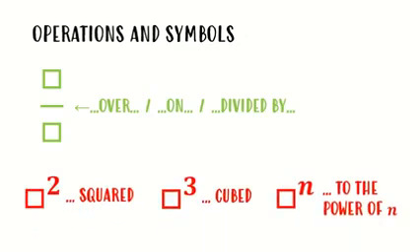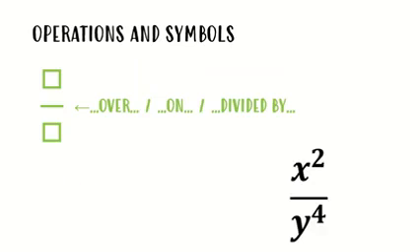And then also these powers. So if something's to the power of 2, we say squared. If something is to the power of 3, we say cubed. If something is to the power of n, any number, we say to the power of n. So let's look at some examples of fractions. X squared over y to the power of 4. Yeah, because 2 we say squared. Anything 4 and above we say to the power of.